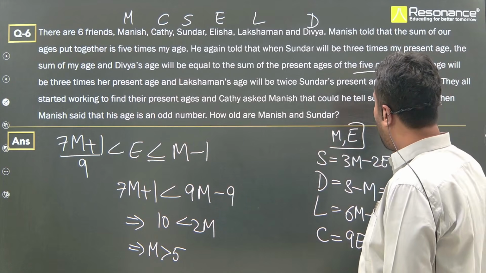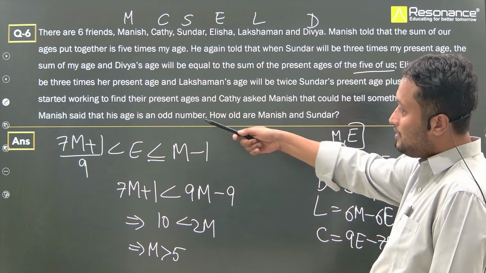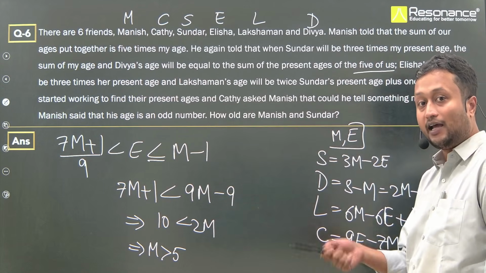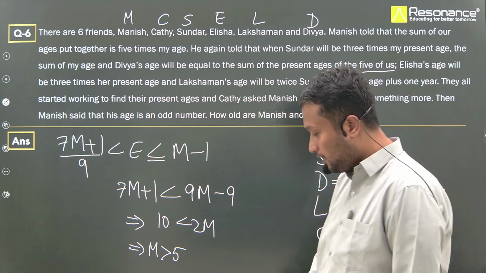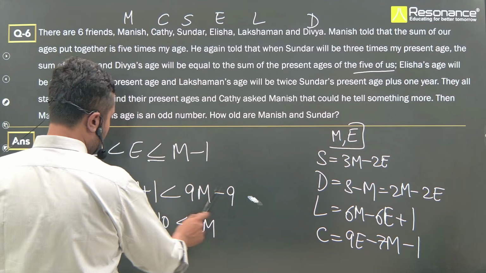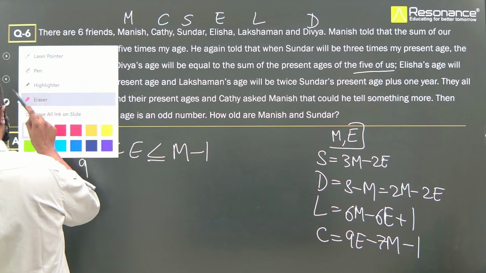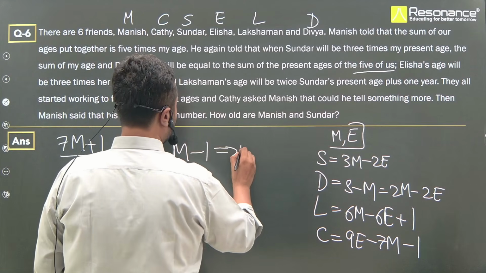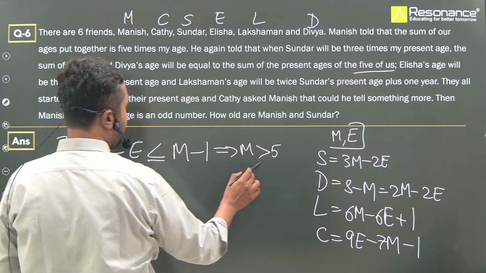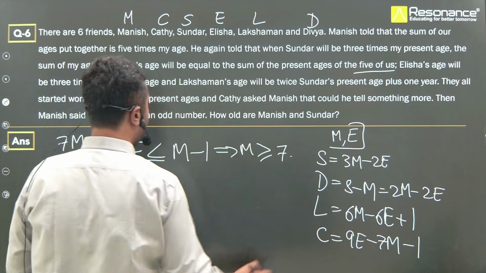Now, you see, Kathy was right. Manish needs to tell something more. But the only thing he says is that his age is an odd number. So that could mean it is 7 or 9 or 11 or any of those numbers. So there are really many solutions to this problem. Okay, so let's catch that. We have M greater than 5. So that told us that M has to be at least 7, right? So let's just work that case.